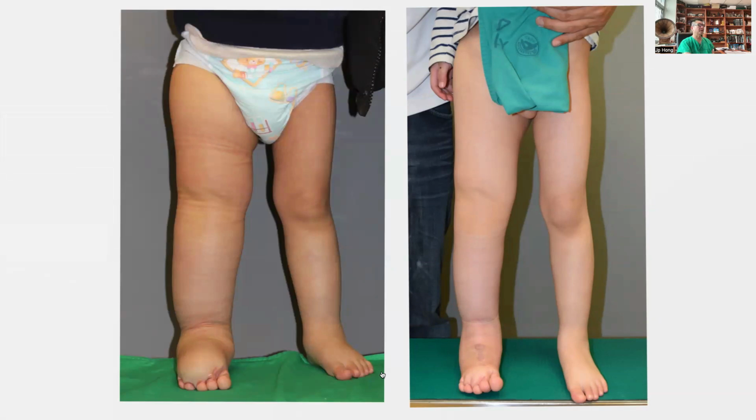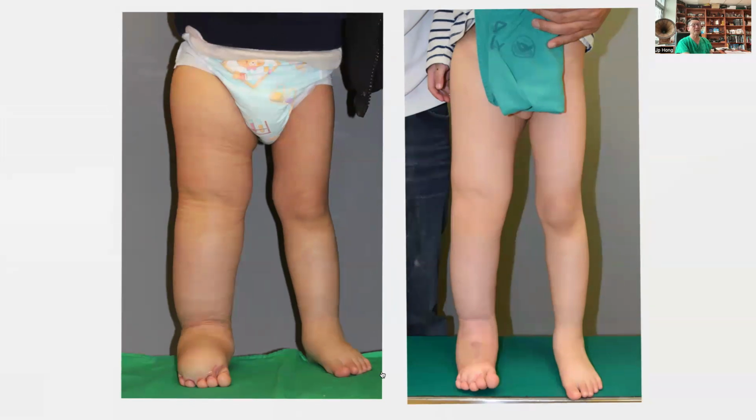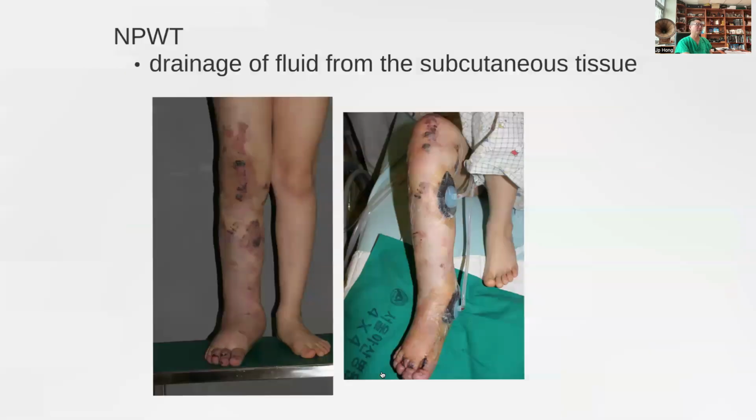Now you can see that this patient, a few months after birth, was diagnosed with congenital lymphedema. So what we did was we did the imaging study. Unfortunately, we were not able to find any lymphatic vessels. So we started to liposuck, and this is relatively well maintained at 5 years of age.